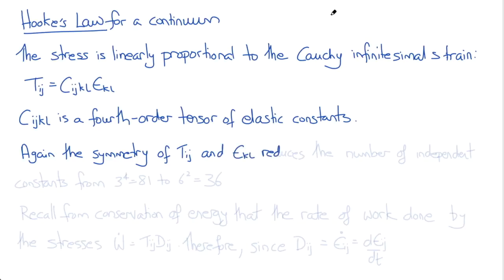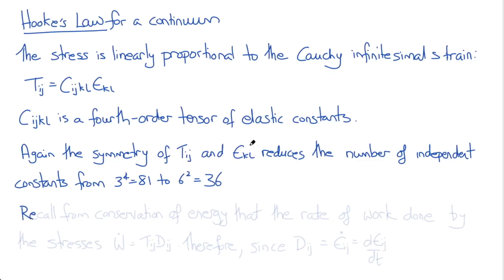81 components. However, because of the symmetry of the stress Tij and the strain epsilon kl, the number of independent constants would reduce from 81 to 36, which I think of as the number of constants in a 6x6 matrix relating the 6 independent components of the stress tensor to the 6 independent components of the strain tensor. However, we can actually do better than that.